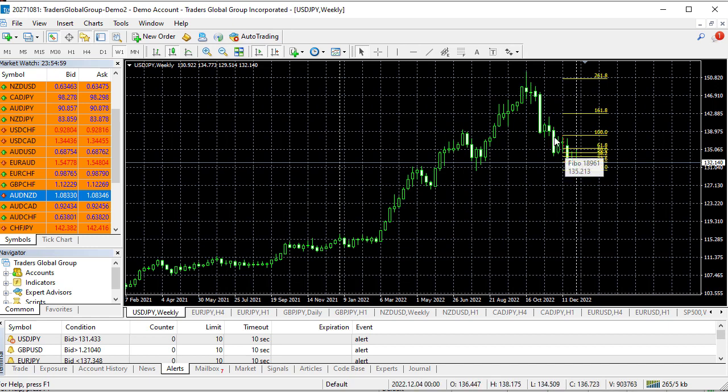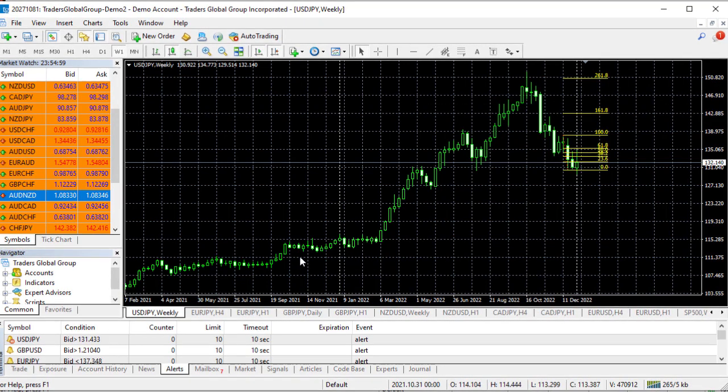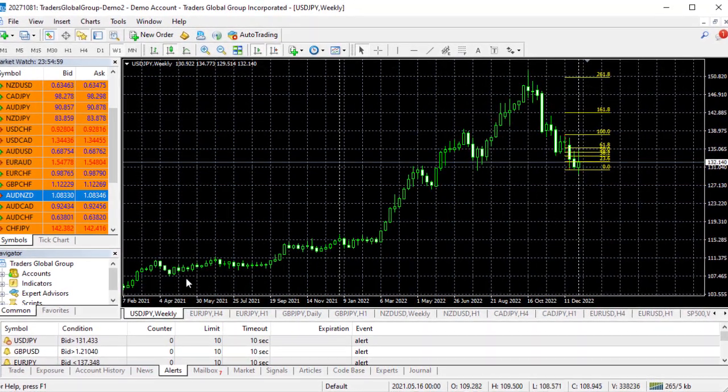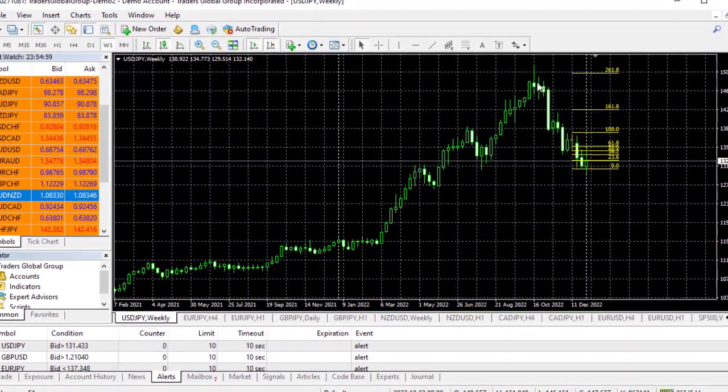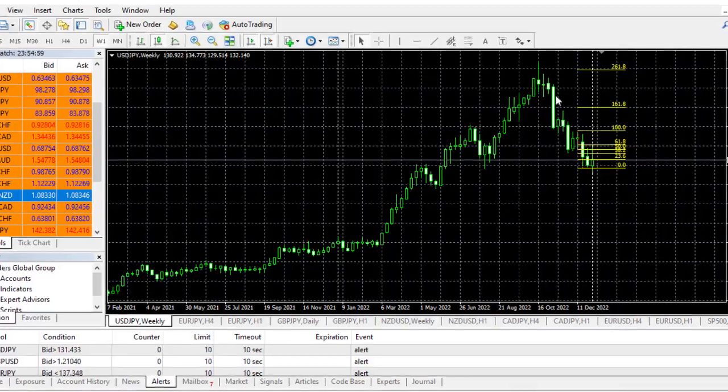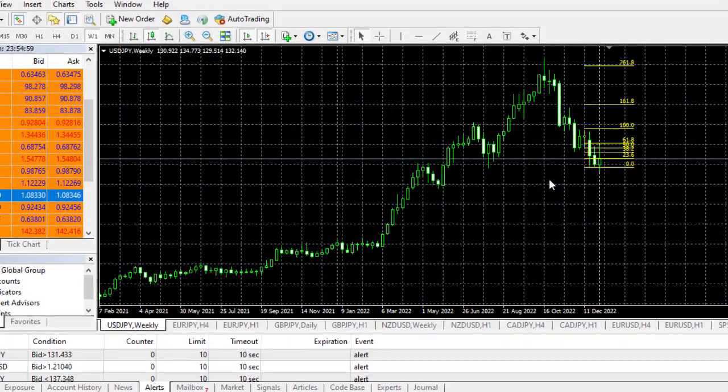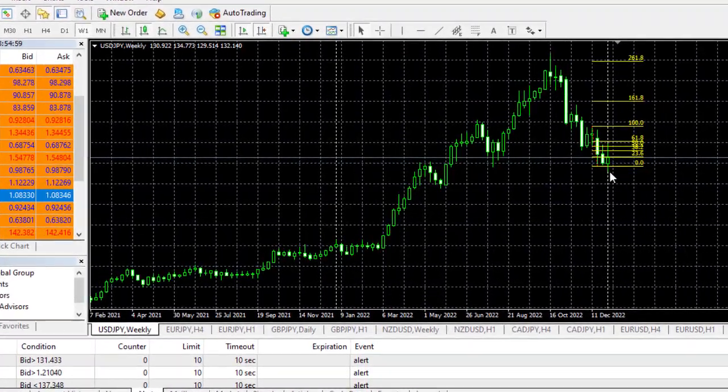Now we had a pullback. Normally this pullback, just like the others, will pull back to a certain level but won't break the previous low, just like you had this one. Pull back, but it didn't break this low. Pull back, it didn't break this low. Pull back, didn't break the previous low. But in this case, it pulled back and broke the previous low, and it happened in this very week.